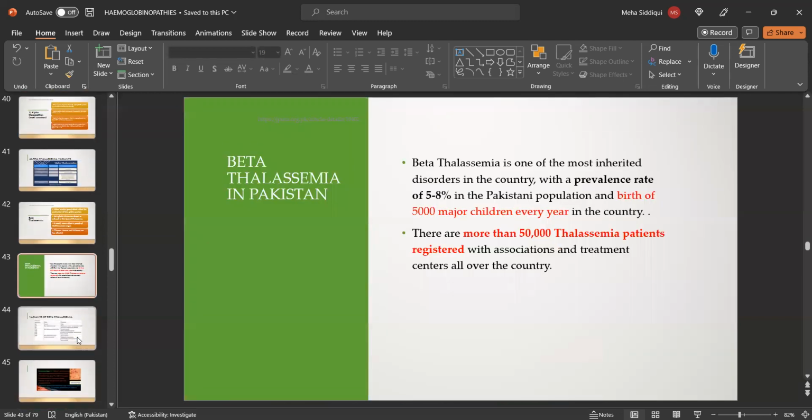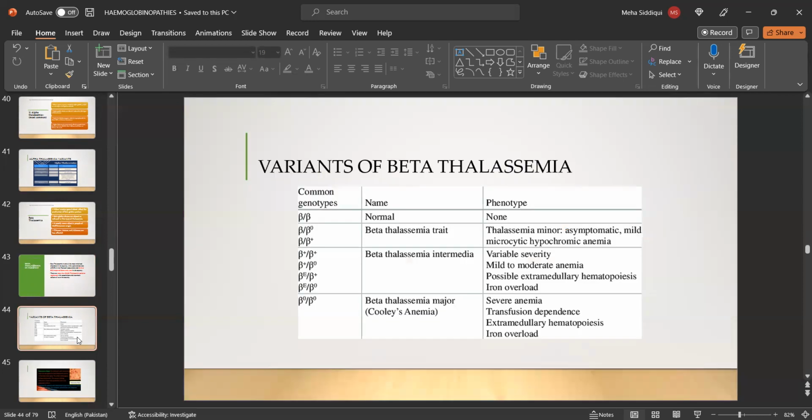Beta thalassemia in Pakistan. It is one of the most common inherited disorders in the country, with a prevalence rate of 5 to 8% in the Pakistani population and the birth of 5,000 major children every year in the country. There are more than 50,000 thalassemia patients registered with associations and treatment centers all over the country. These are the different variants of beta thalassemia: trait, beta thalassemia intermedia, and beta thalassemia major.